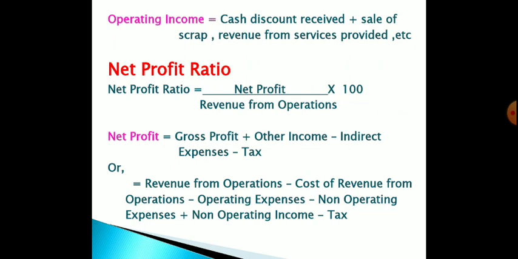Now, the next topic is net profit ratio. The net profit ratio formula is net profit divided by revenue from operations into 100. The formula for net profit is gross profit plus other income minus indirect expenses minus tax. Or there is another formula, that is revenue from operations minus cost of revenue from operations, which is the gross profit. From this we will deduct operating expenses, deduct non-operating expenses, and add non-operating income, minus tax.